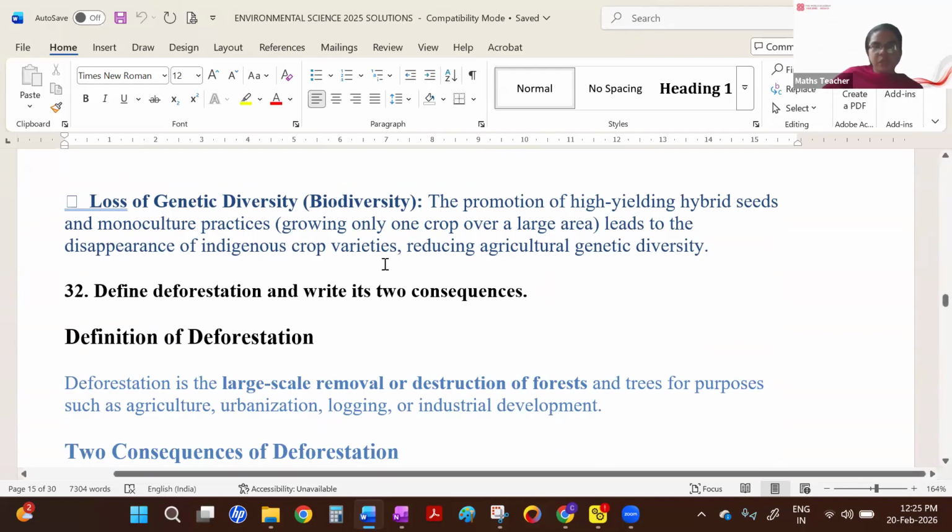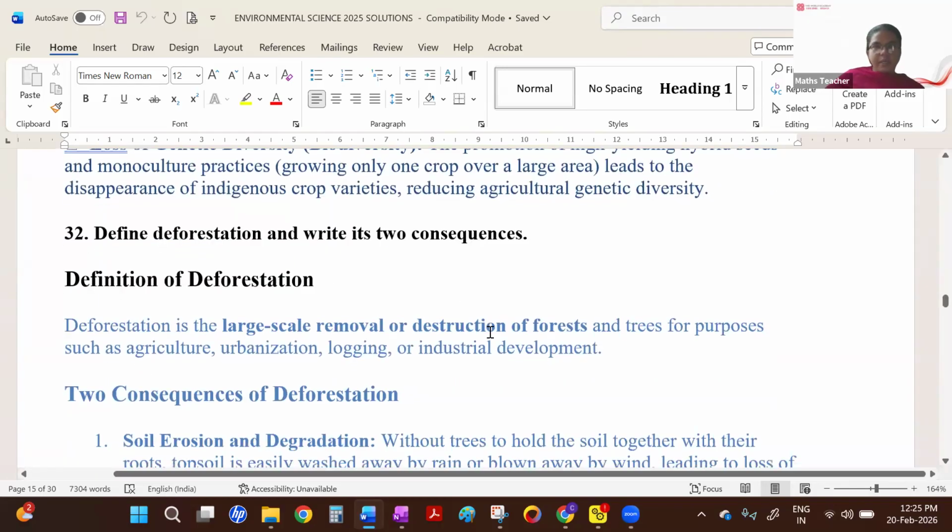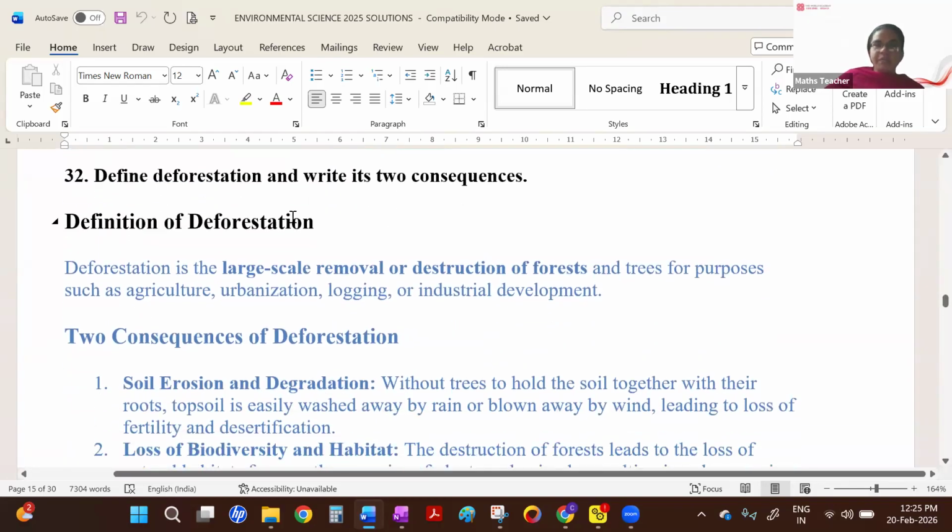There's a disappearance of indigenous crop varieties, reducing agricultural genetic diversity. And another thing, if these genetically modified crops are used, then the indigenous crops might lose their popularity. They might be lost. So that is also another consequence. And the next one: define deforestation and write its two consequences.